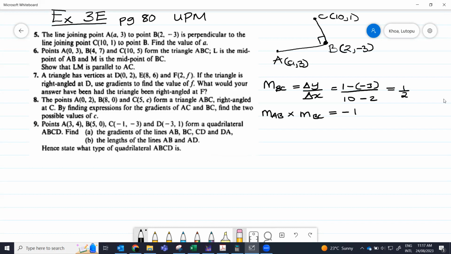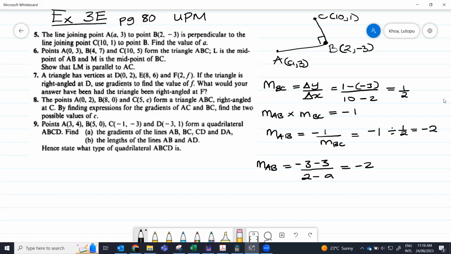Then I can make the gradient of AB the subject of the formula. This is -1 over the gradient of BC. So this is -1 divided by 1/2, which is equal to -2. Then I find the gradient of AB using the points and the formula. So the gradient of AB is -3 minus 3 over 2 minus A, and this is equal to -2.